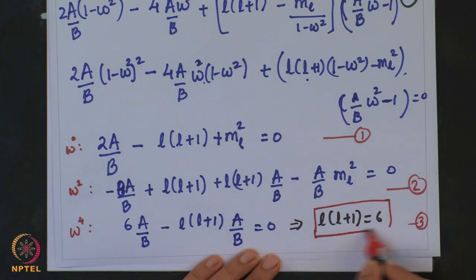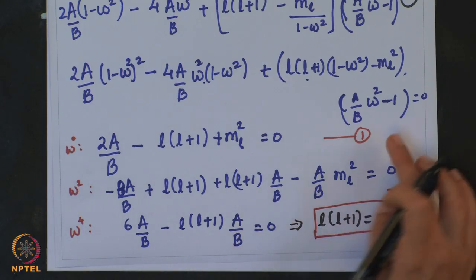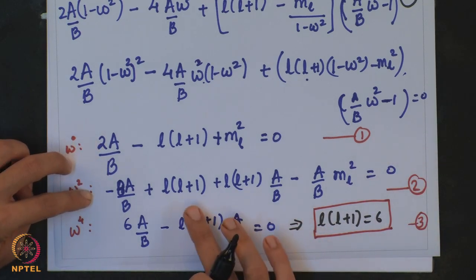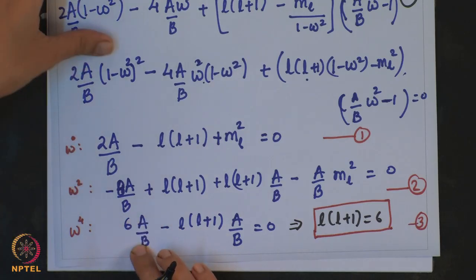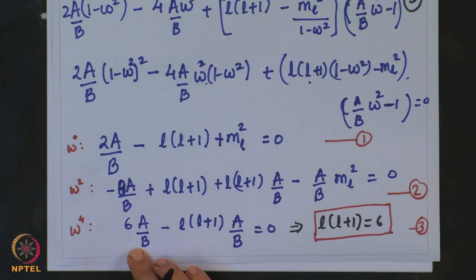So here I have the solution for L from the third equation. Now I will make the substitution in these equations. I will use the first and second to get the value of ml and the ratio A by B. So here we have one equation.